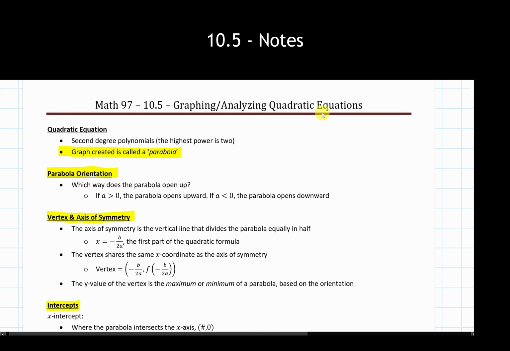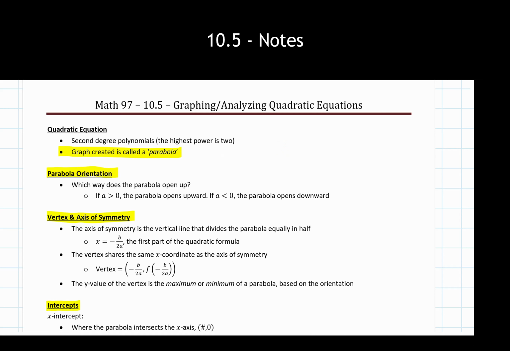First and foremost, we need to start off with a quick reminder. Quadratic equations are second degree polynomials, meaning that the highest power for an exponent that we see is 2. So we would at most see an x squared or a t squared or n squared, something along those lines. The graph that these create is generally U-shaped in nature.